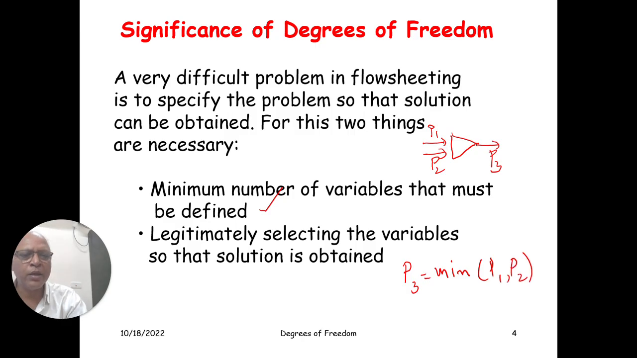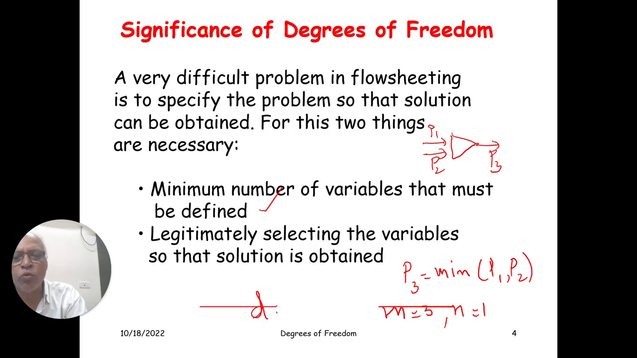Now consider this particular example. There are three variables, P1, P2, P3. So I can consider M is equal to 3. And there is only one equation representing all these three variables, N is equal to 1. So what is the degrees of freedom? 3 minus 1, which is equal to 2. So do you think, given any two variables out of these three, you will be in a position to calculate the third variable? Let us consider some possibilities. Given P1 and P2, there should not be any difficulty in calculating P3.